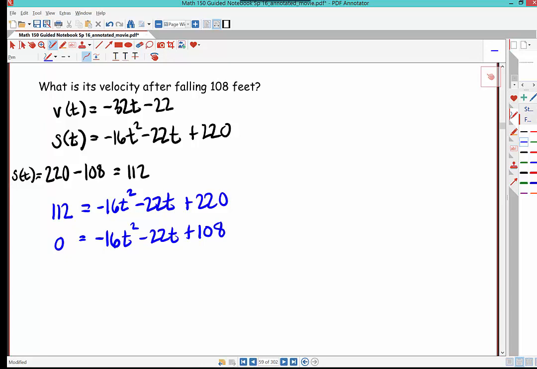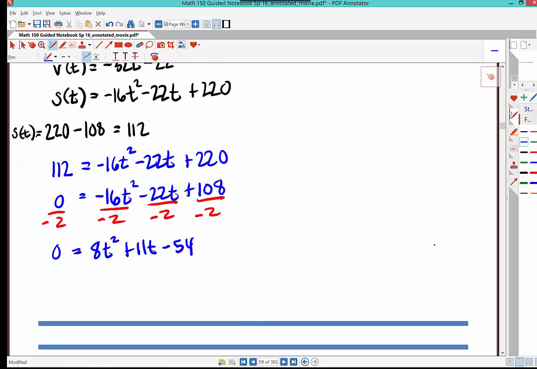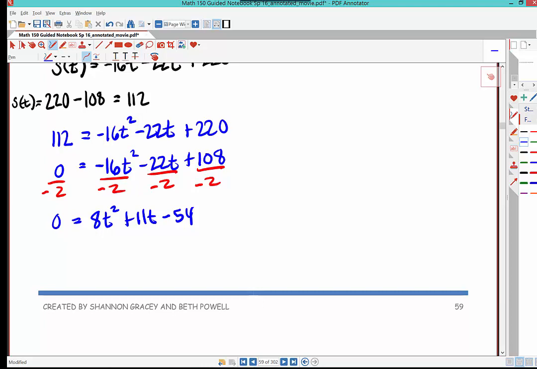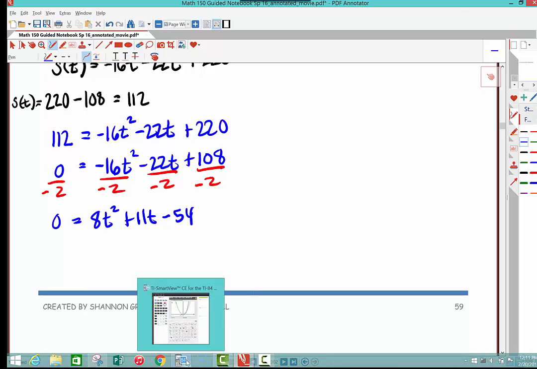And instead of factoring, why don't we just divide both sides by 2, and we have to do each term here, so we can divide out a 2. And actually, let's just divide out a negative 2, make it prettier. So we'll get 0 is 8t squared plus 11t minus 54. Okay, so let's just go ahead and use our graphing calculator to solve this, so that way we could see a picture of it too.